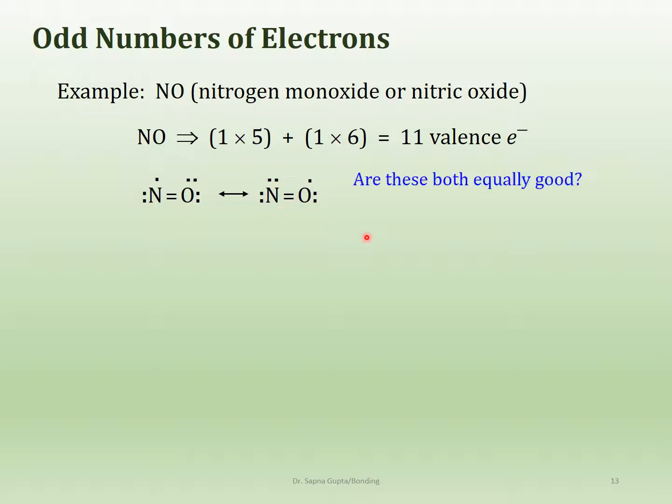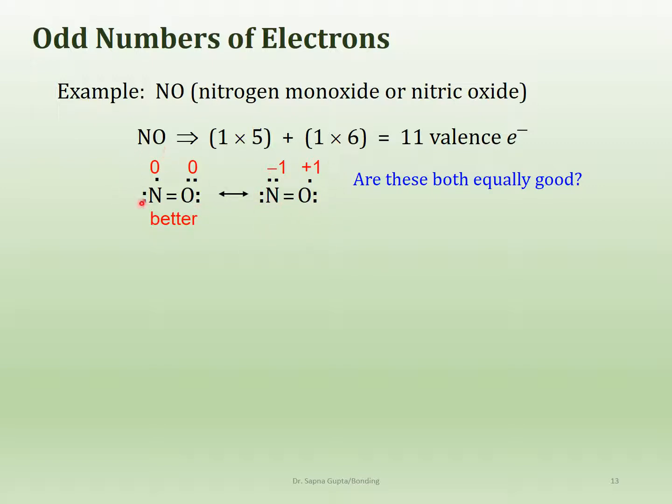So is one structure better than the other? Even though they're in resonance, it doesn't mean that both structures are equally stable. It just means that you have movement of electrons, but you can have more stable structures than others in resonance also. In this case, are both structures equally good? Well, the only way you can figure it out is by doing the formal charges. The formal charges for nitrogen monoxide for the first one is 0 and 0 for nitrogen and oxygen, whereas in the second case it is +1 and -1.